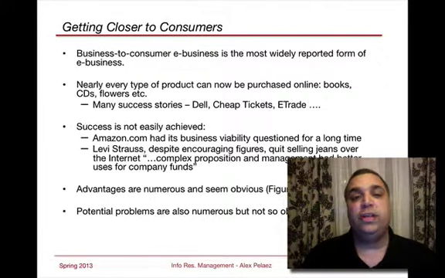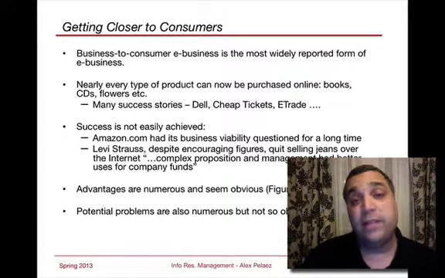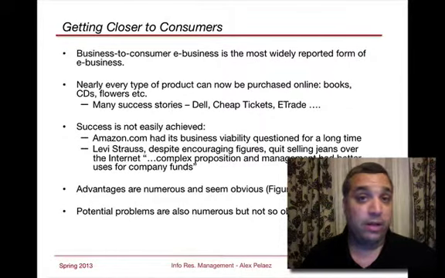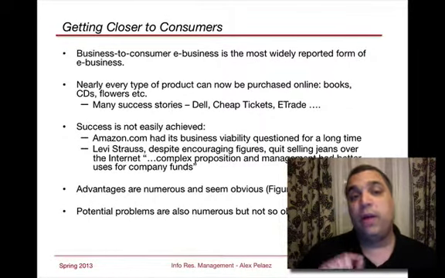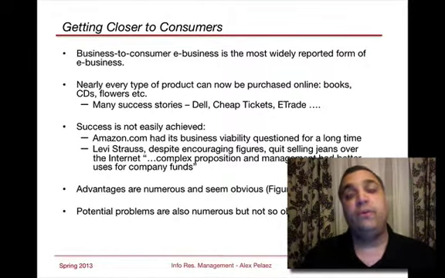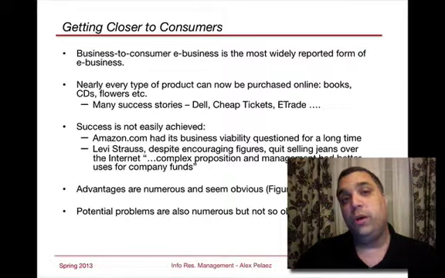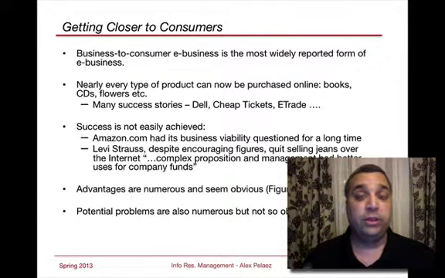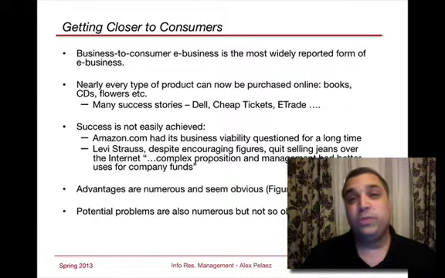Success is not easily achieved. Amazon had its business viability questioned for a very long time. They were part of that dot-com disaster where people would figure if you were a dot-com, ultimately everyone was going to bust. Where Amazon differed was they focused on their ability to create the operations behind it. They had logistical warehouses, they had the logistical systems in place to ensure that they could get products in and products out very quickly. Advantages are numerous and seem obvious.